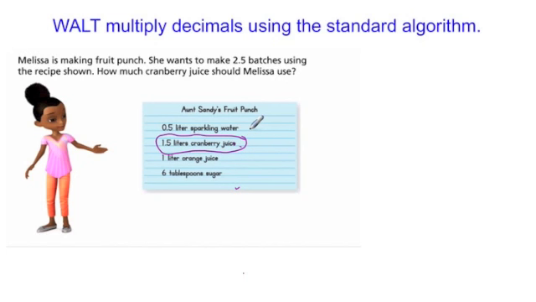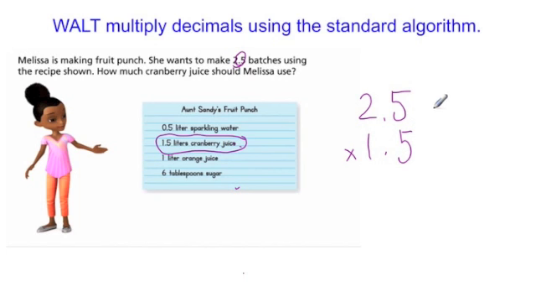What math operation do I need to do in order to solve this problem? Multiplication. So I'm going to come on over here, and I'm multiplying the number of batches by the number of liters of fruit punch in each batch. So it's 2.5 times 1.5.